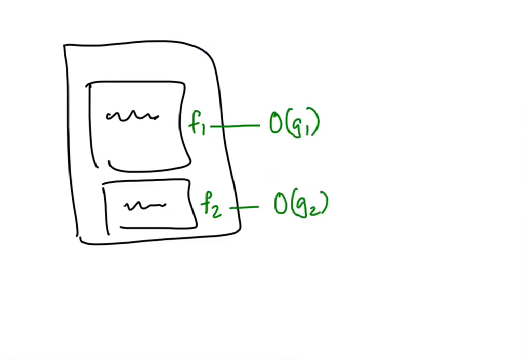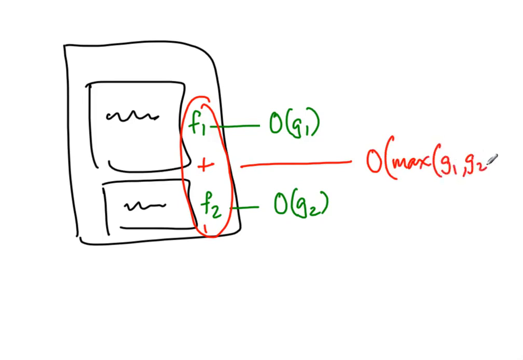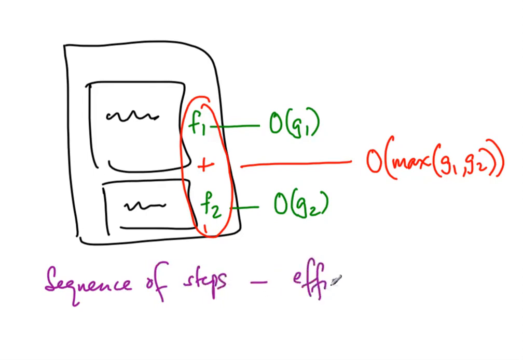So now within the function, if I look at the behavior, the total time it takes is f1 plus f2, and I want an estimate for f1 plus f2. What this theorem tells us is that this is going to be max of g1 and g2. In other words, if I have a sequence of steps, then the efficiency is upper bounded by the slowest step.